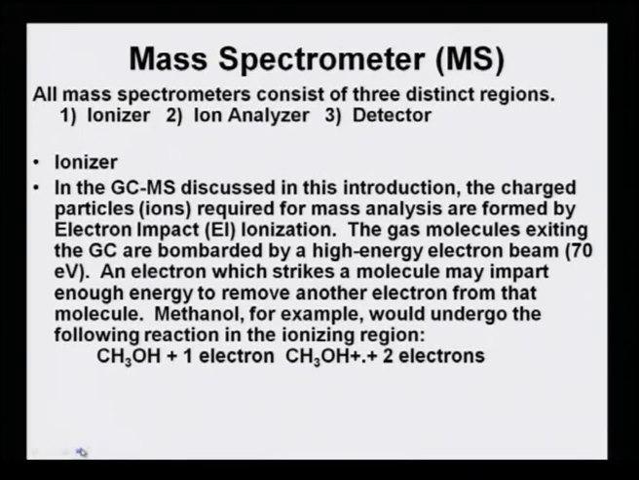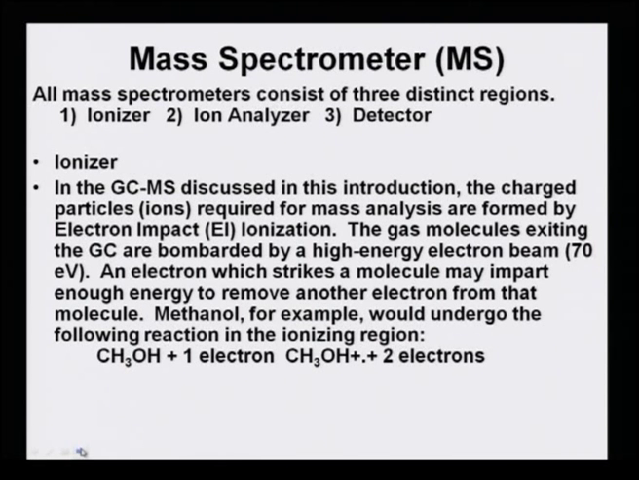In the GCMS, as discussed earlier, the charged ions are produced by the electron impact, and that is why it is called electron impact ionization or EI ionization. The gas molecules existing in the GC are bombarded by a high energy electron beam. Usually this electron beam is at 70 electron volt. An electron which strikes a molecule may impart enough energy to remove another electron from that molecule.